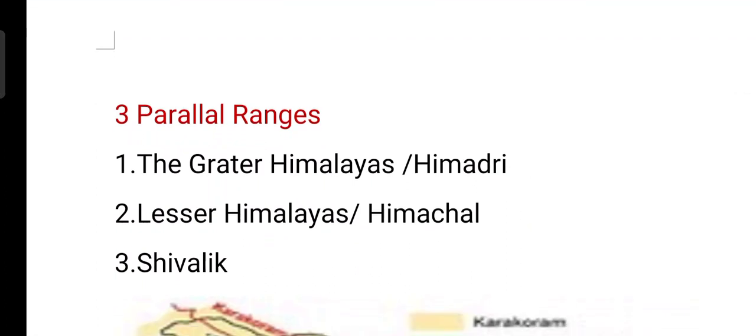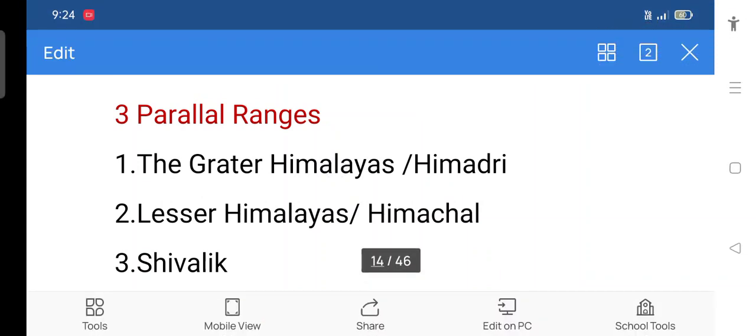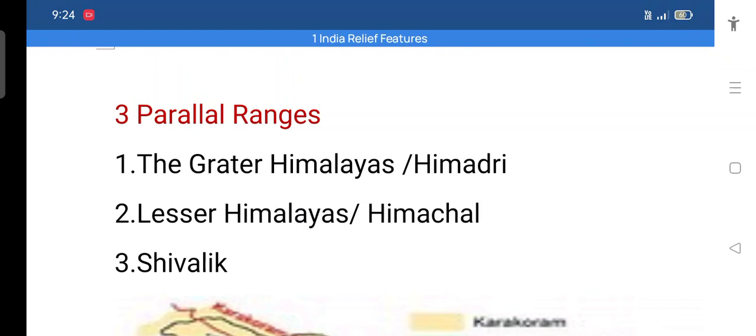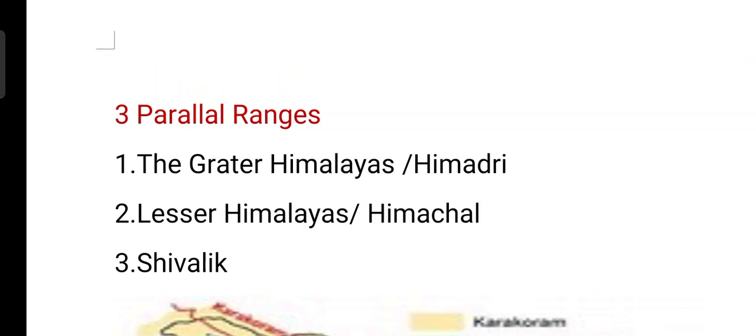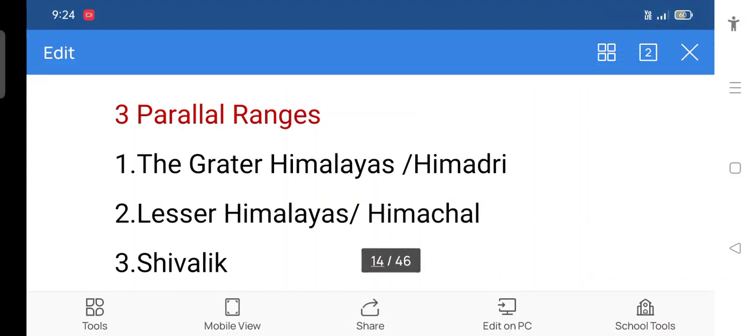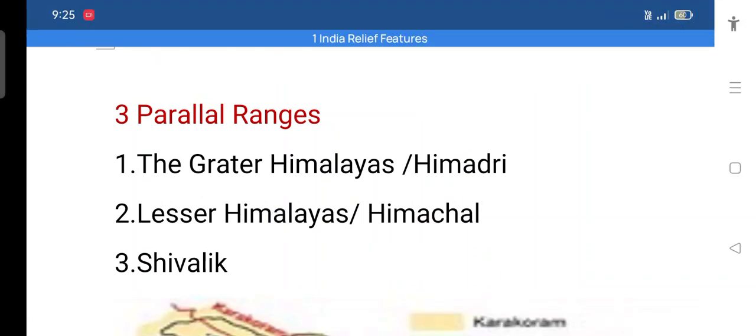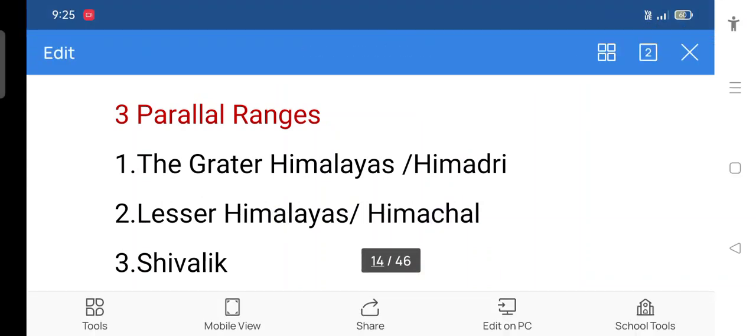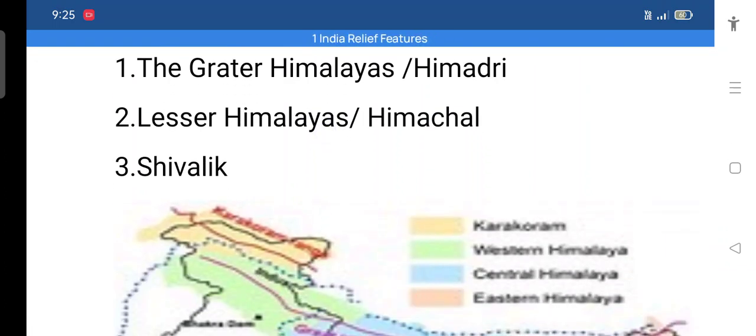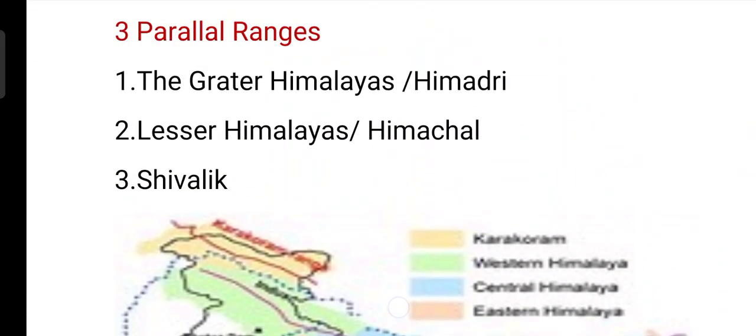Okay, we can simply divide the Himalayas as three parallel ranges. The first one is the Greater Himalayas, the second one is the Lesser Himalayas, the third one is the Shivalik. The Greater Himalayas are also called the Himadri. The Lesser Himalayas are also called the Himachal, and the Shivalik has its own name. These are the main three ranges of the Himalayas.